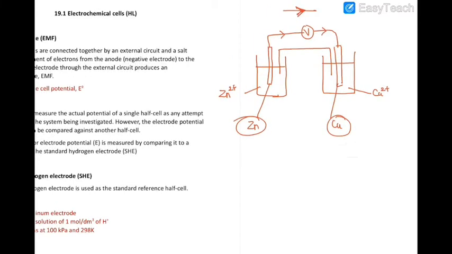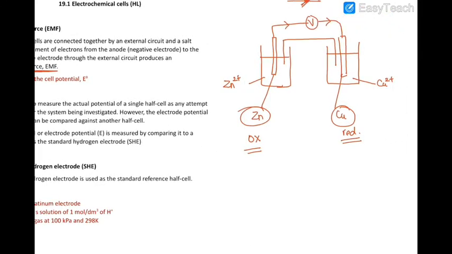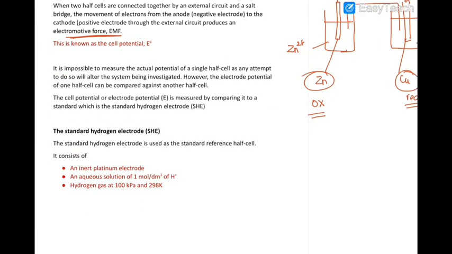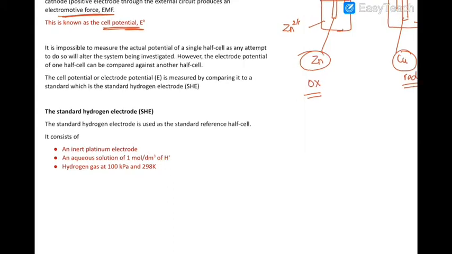One of the metals, which is more reactive, is going to undergo oxidation, and the one that is less reactive is going to undergo reduction. The difference in tendencies to undergo oxidation or reduction creates a potential difference, and this potential difference is known as the EMF, the electromotive force, and this is going to drive the flow of electrons. This is also known as the cell potential.